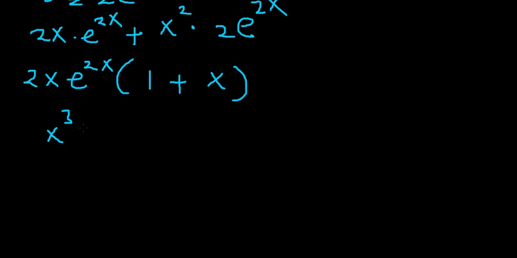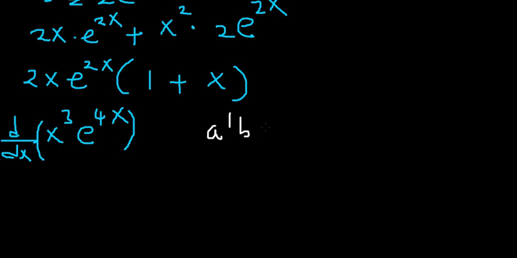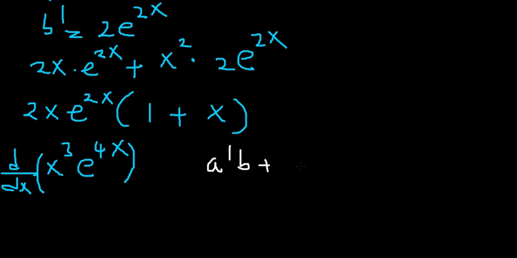x cubed e raised to 4x. So in this case we are also going to use the product rule to find the derivative of this function. So the product rule, as we said, is a prime b plus a b prime. So that is the product rule. So let's use this to evaluate this.